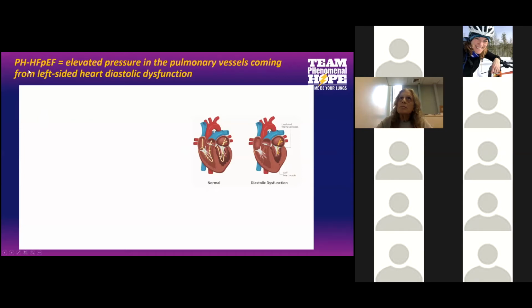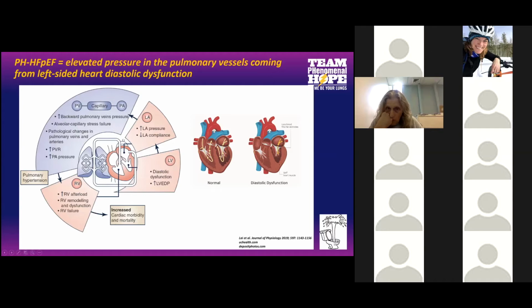fraction, PH-HFpEF. Basically, like Patty mentioned at the very beginning of the introduction, the heart can still pump very well, pump normally. However, the heart cannot relax well. So the blood cannot flow properly into the heart, especially the left side of the heart. Because of this, it's like a plumbing issue. When the toilet is stuck, the water comes out from the toilet. The same thing happens here.